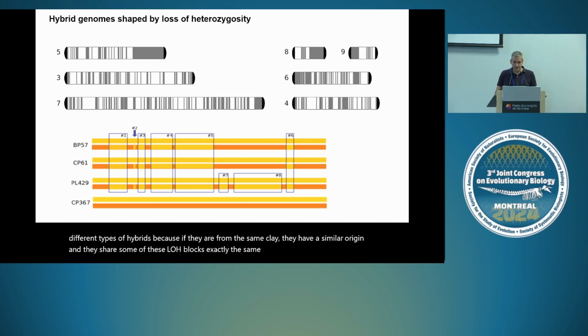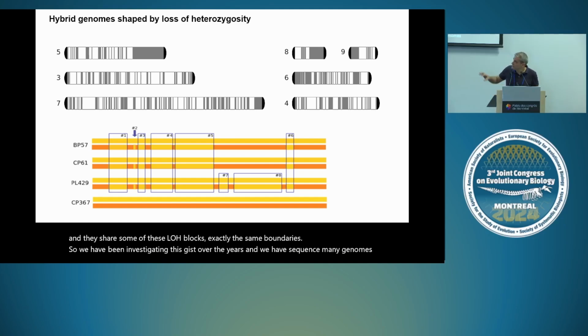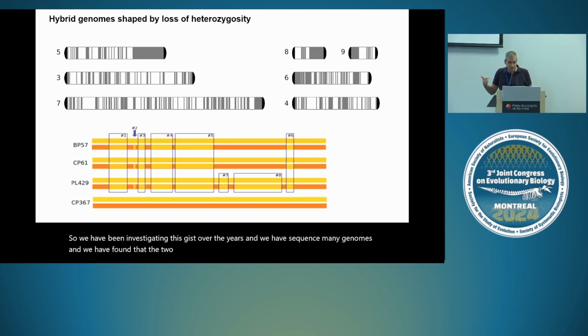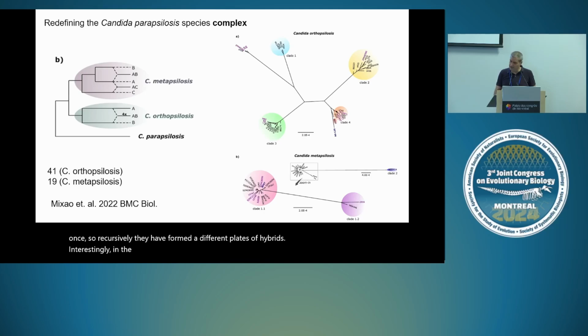So we have been investigating this over the years, and we have sequenced many genomes. And we have found that the two rare species, Orthopsilosis and Metapsilosis, are hybrids from different parentals. These parentals have hybridized more than once, so recursively they have formed different clades of hybrids. And interestingly, in the clinics we have found a majority of hybrids.